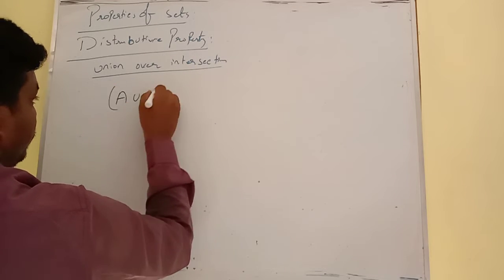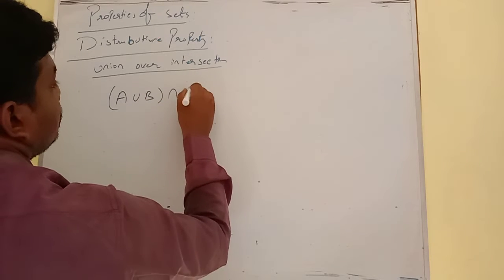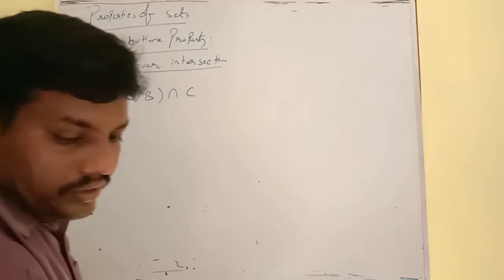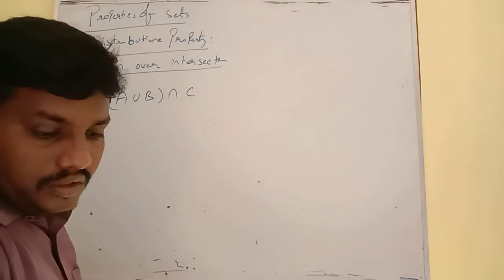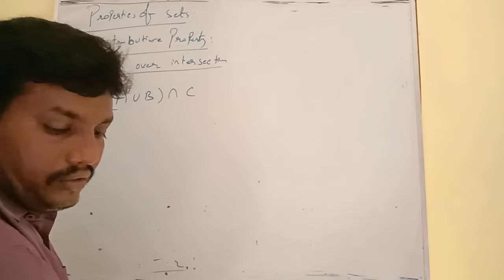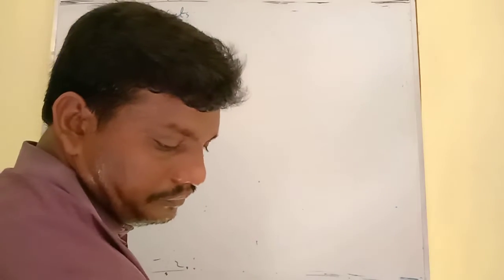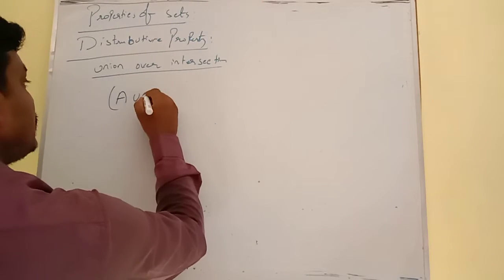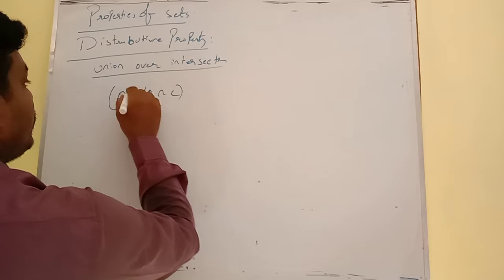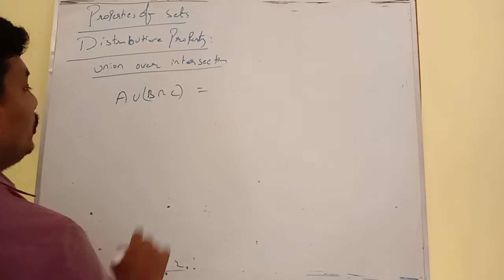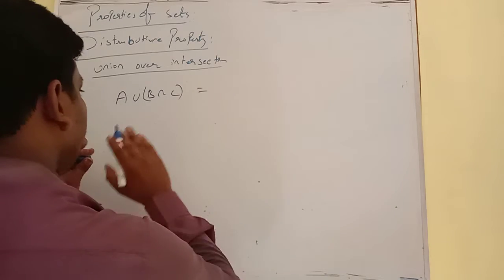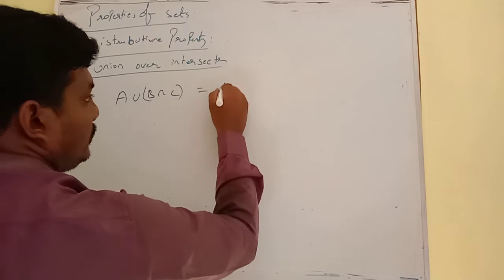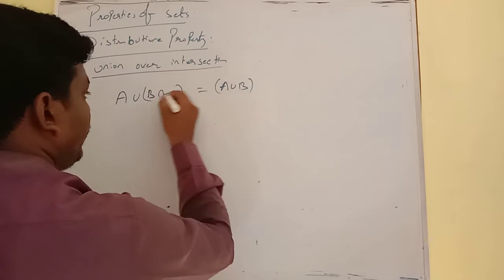A union B intersection C, or A union B intersection C we have to consider. First union, after that intersection. So how to distribute this one? By using the distributive property. First A union is distributed to B, that is A union B intersection.